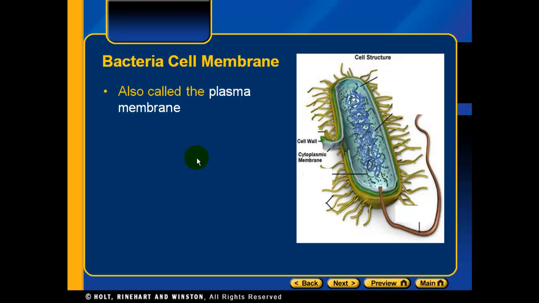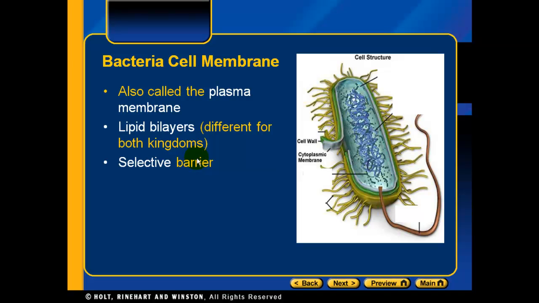It's very similar to the other cell membrane we studied. It is also called the plasma membrane. It is composed of lipid bilayers, but they are different in the two different groupings, and it is a selective barrier. It chooses what can go in and out. Many important metabolic functions will occur on that membrane right there.